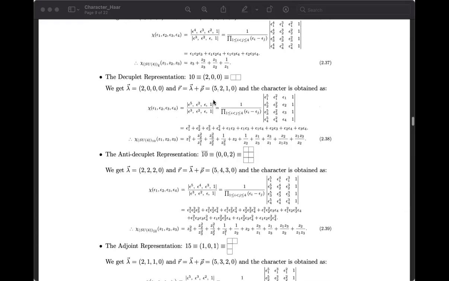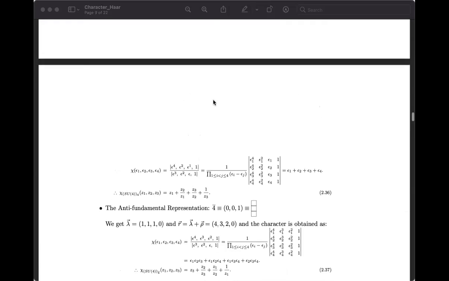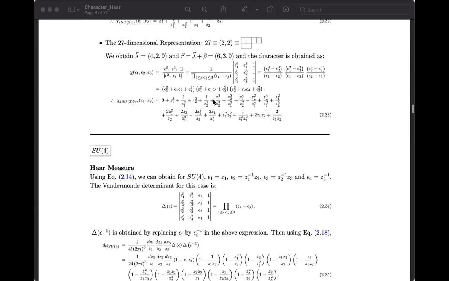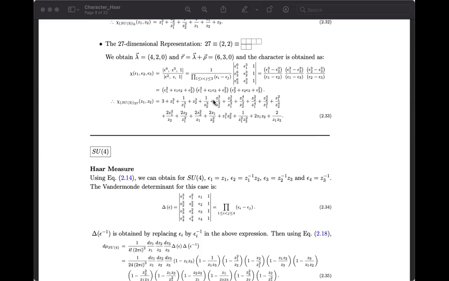And the important part is that this is such a powerful method that doing this, you can simultaneously calculate the Haar measure as well as the character functions for any SUN representations. And for that, you don't need any other information starting from the Dynkin label. If you have only that much information, you can compute everything from scratch.